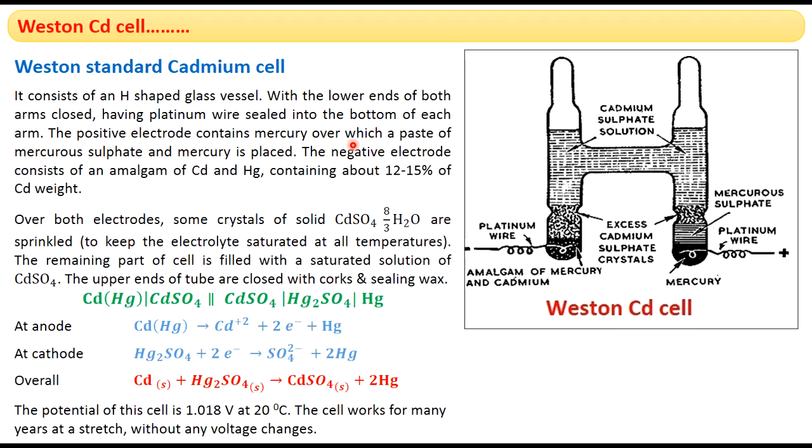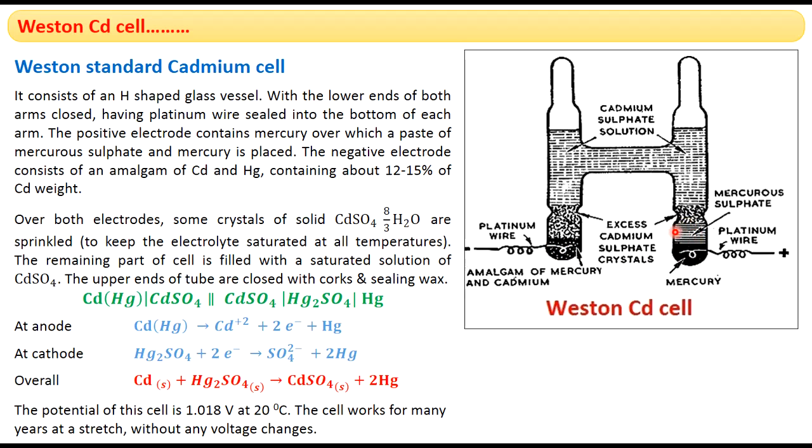We start with the construction of the Weston standard cadmium cell. It consists of an H-shaped glass vessel. The lower ends of both arms are closed and sealed with platinum wire. You can see the platinum wire from this end, and another platinum wire used for connecting. We have two electrodes here: a negative electrode and a positive electrode.